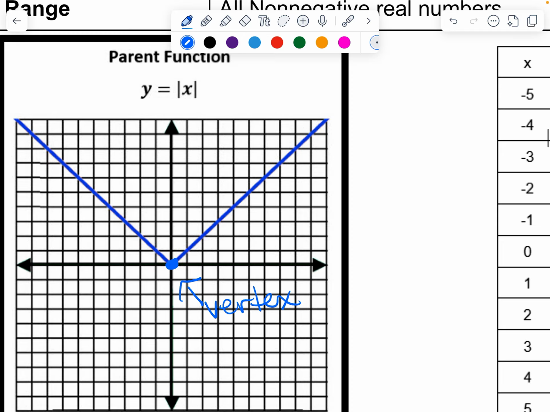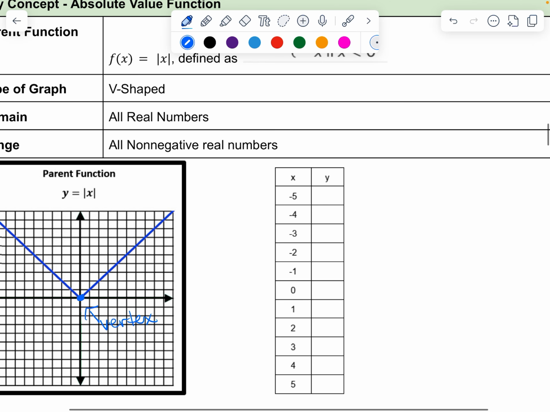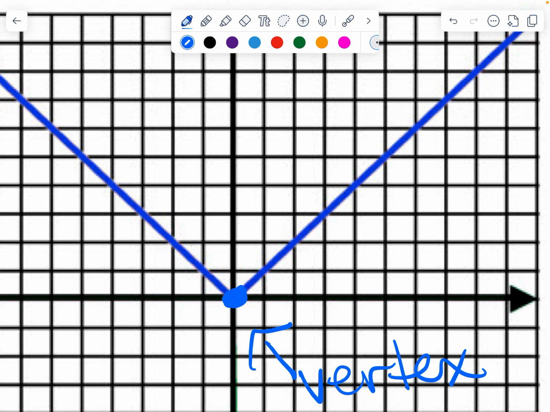It's where it changes direction. It is either the maximum or the minimum. If we have y equals the absolute value of x, the absolute value of -5 is 5. The absolute value of -4 is 4. -3, 3, 2, 1, 0. So if I look at this, I have -1, 2, 3, 4, 5. 1, 2, 3, 4, 5.